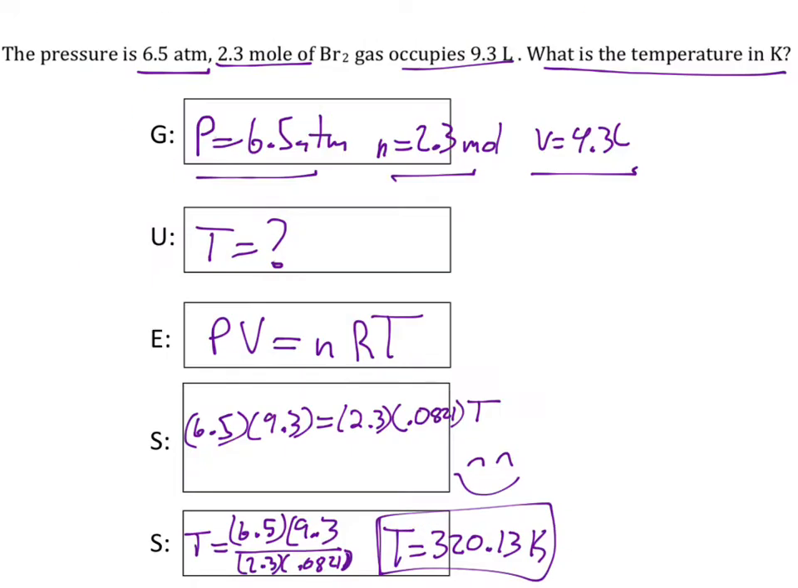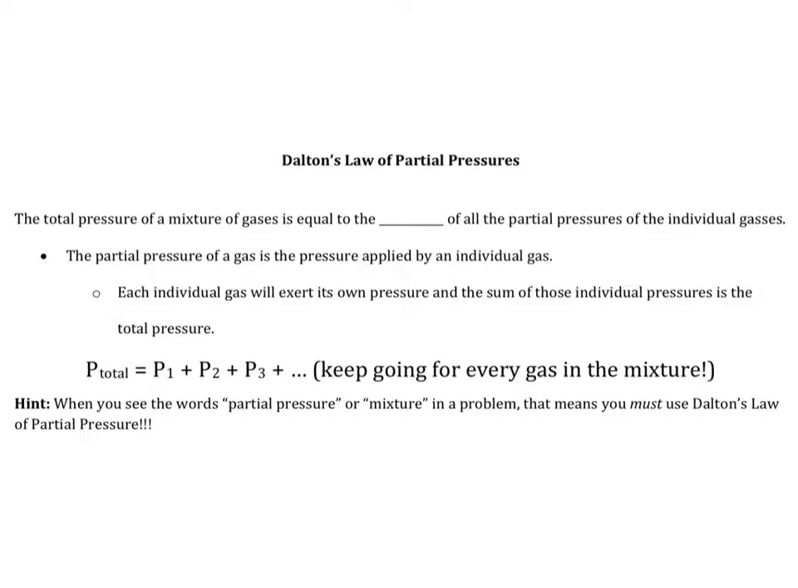So the last thing we're going to talk about today is Dalton's law of partial pressure, and this might be the easiest problem in all of chemistry. It is so easy. When you have a mixture of gases, right, and so for example the air around us is a mixture. We've got nitrogen and oxygen and carbon dioxide, and so there's some other things as well. But when you have a mixture of gases, the total pressure of that gas is going to be equal to the sum of all the partial pressures of the individual gases.